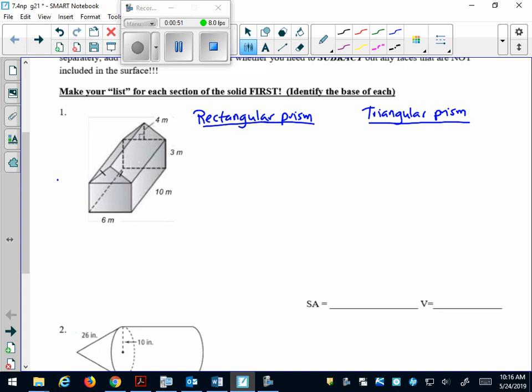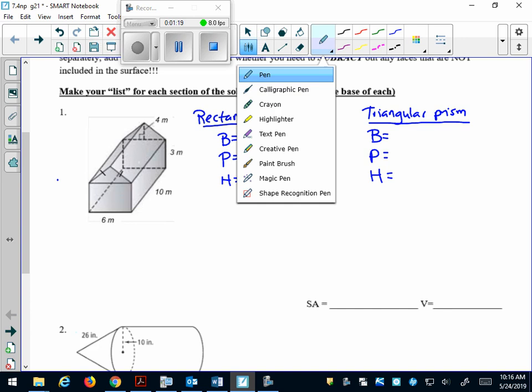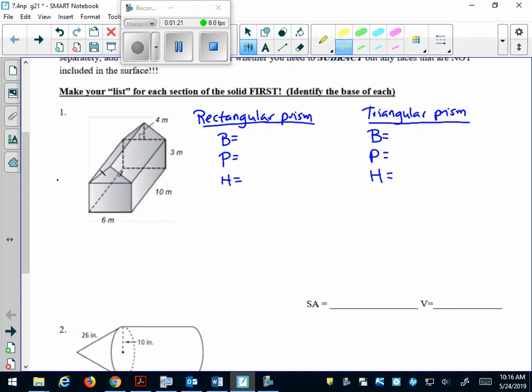For both lists, I need the area of the base, the perimeter of the base, and the height, which we defined as what? Distance between the two bases, right? It's on the board up there too. The height of a prism is the distance between the two bases. So you've got to be careful of how you name your bases and find the distance between them.